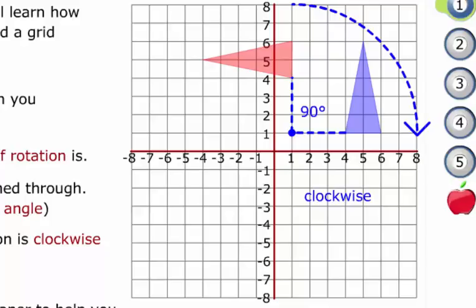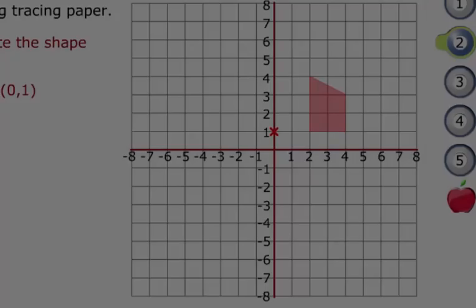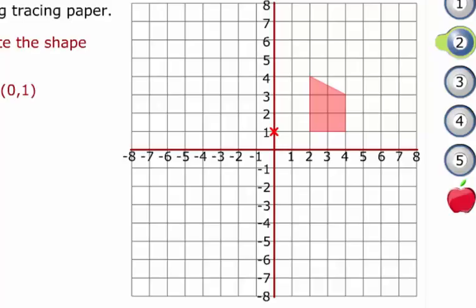You could use tracing paper to help you with this. In fact, it's easier with tracing paper, and normally tracing paper is provided in exam conditions. Let's take a little example of this. We're going to rotate this object you see on the right hand side, and we're going to turn it through a quarter of a turn clockwise, and we're going to use the center point 0, 1, x is 0, y equals 1. It's marked with the red cross on the screen.